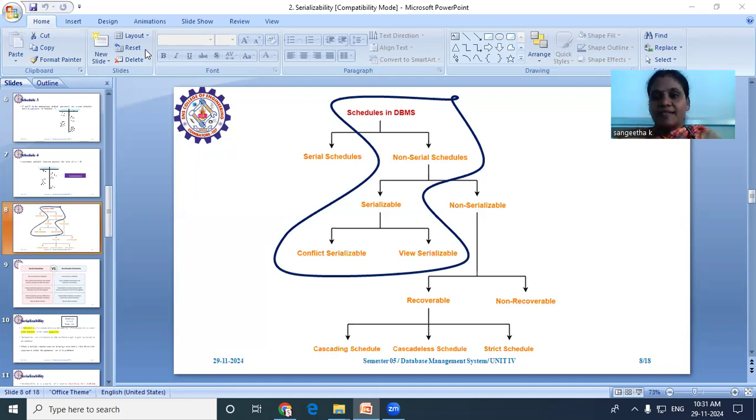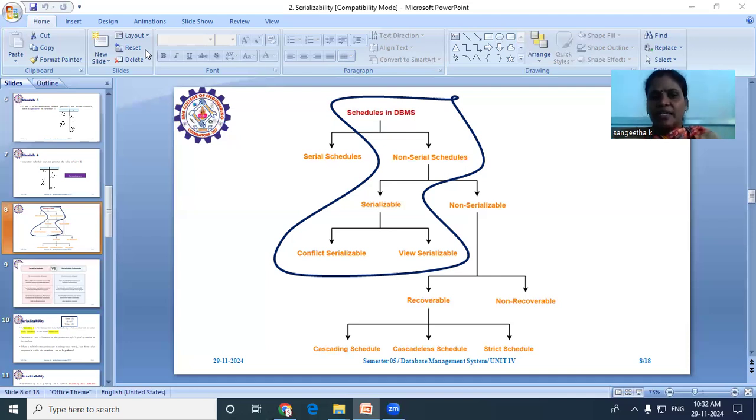Today I'm going to discuss the concept of serializability in database management systems. We know that serializability is a very important topic when multiple transactions work on common, shared data, because at that time there is a possibility of conflict. To avoid that kind of conflict, we have to arrange the transactions in order.